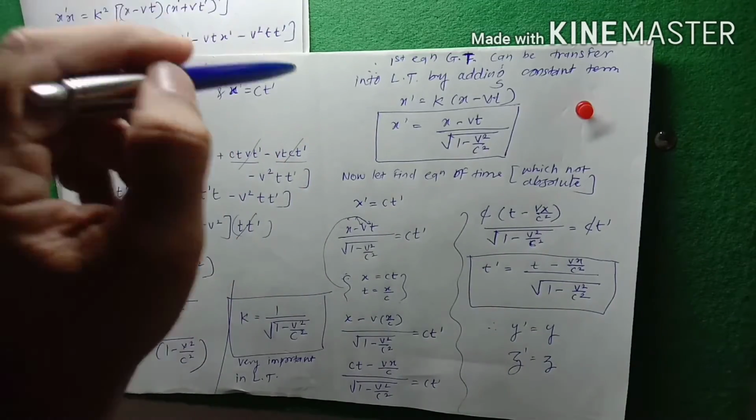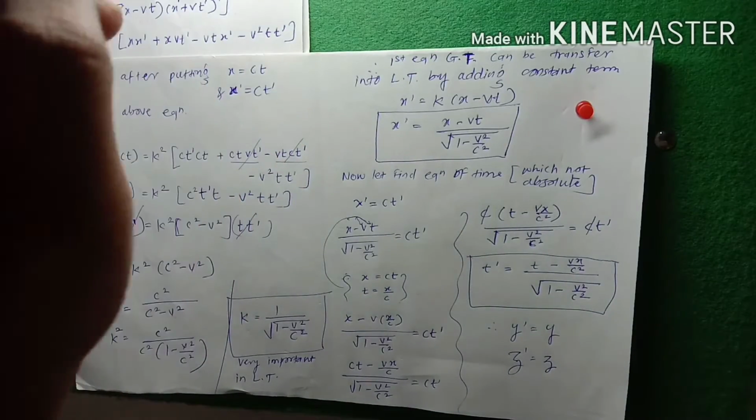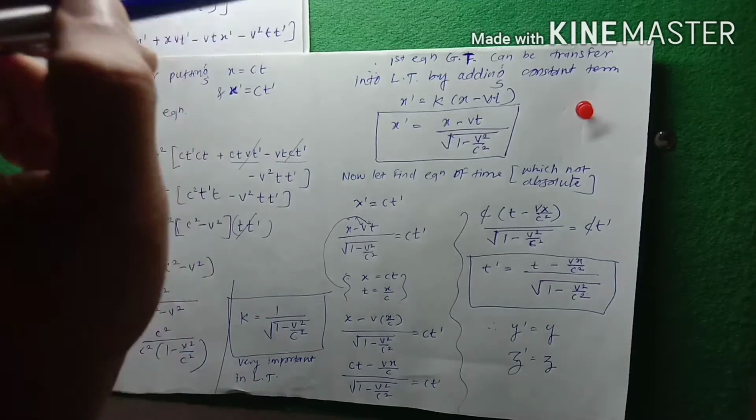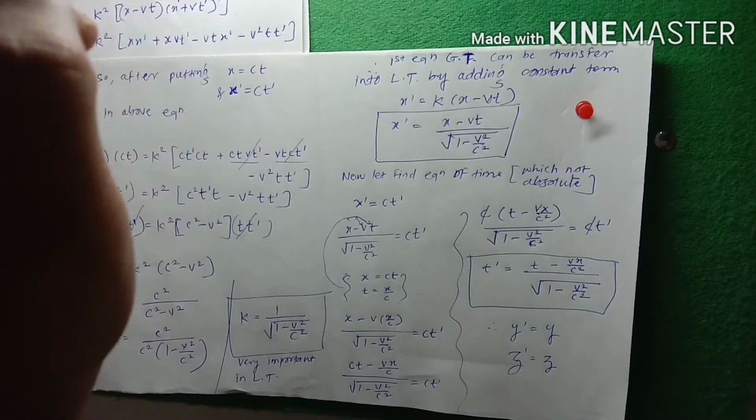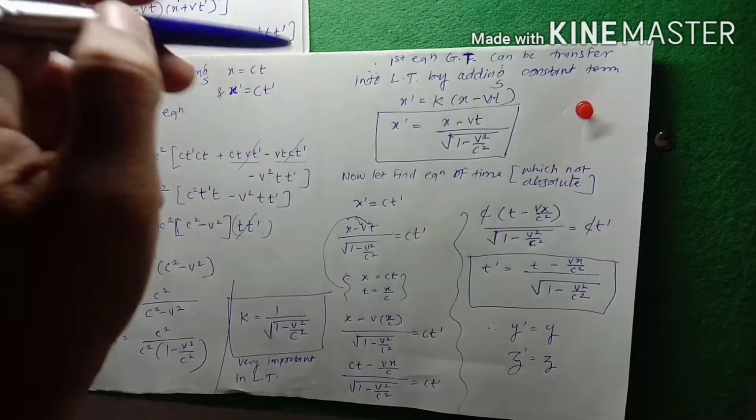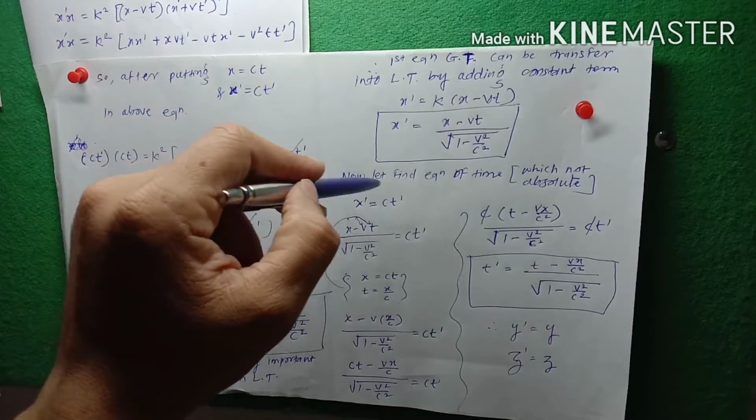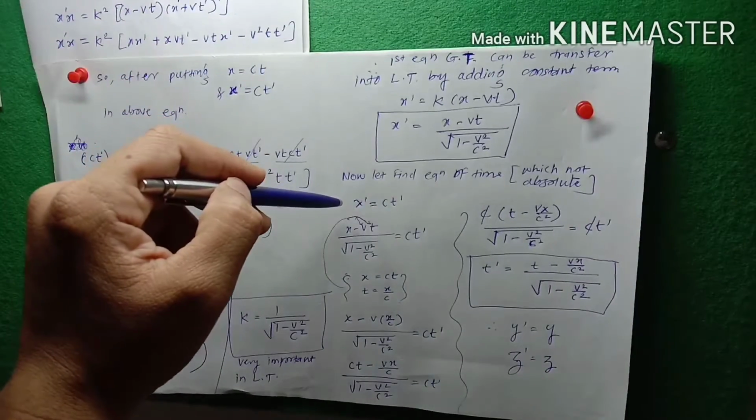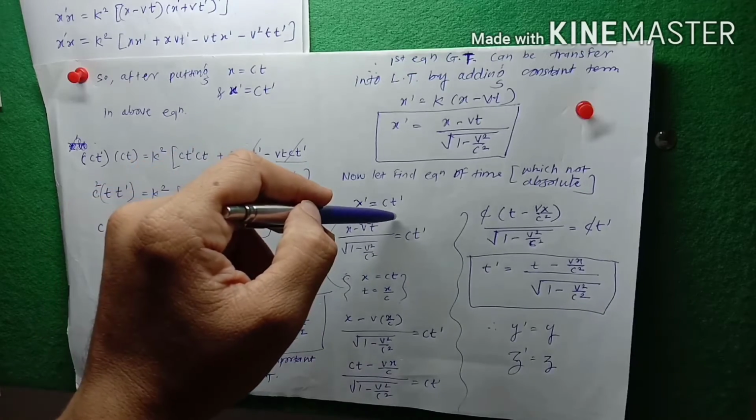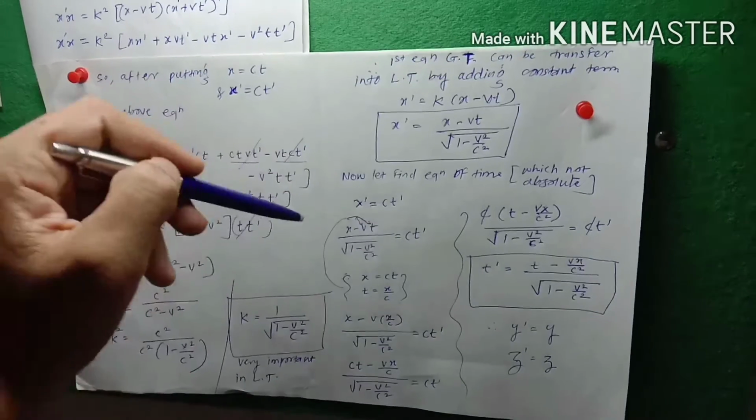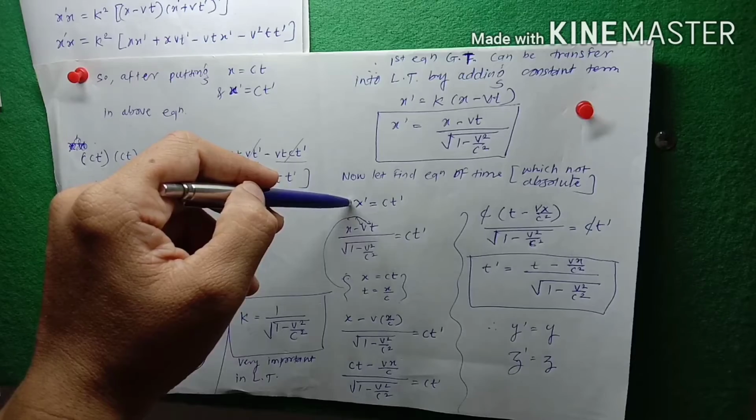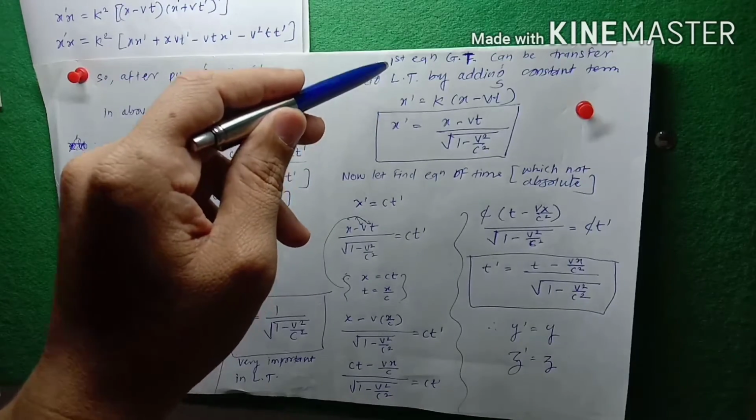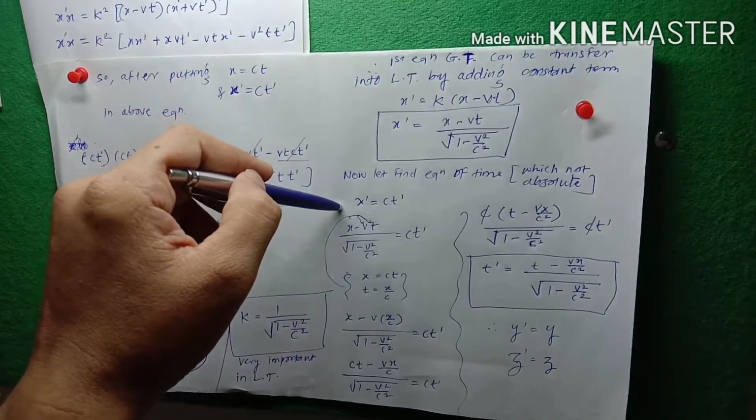Now as we said, in Lorentz transformation, time is not absolute. So it is also necessary to find the equation of time. So let us see how to find it. Now let's find the equation of time. We already know that x dash is equal to ct dash. So now we will put the new value from the Lorentz transformation in this equation.